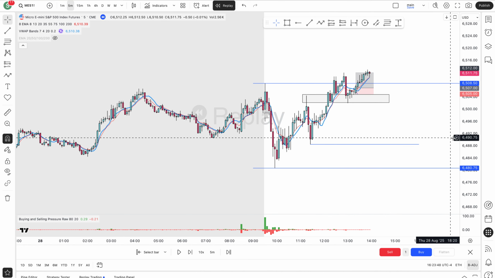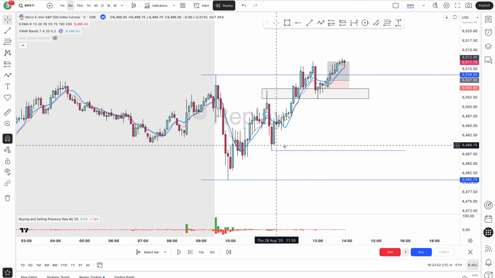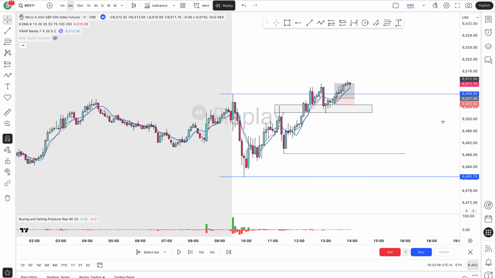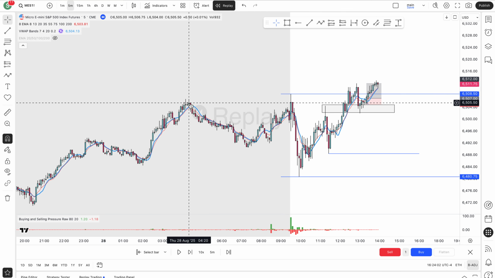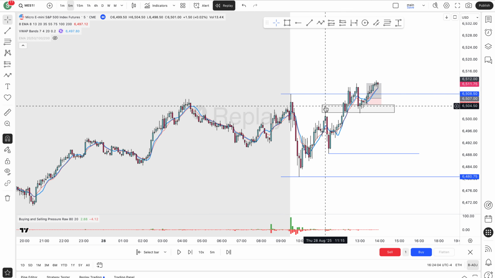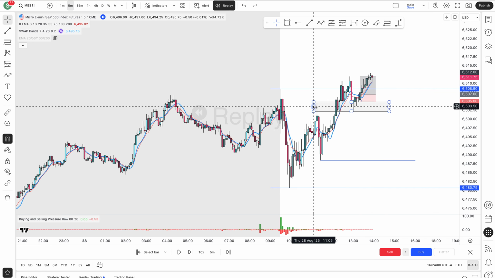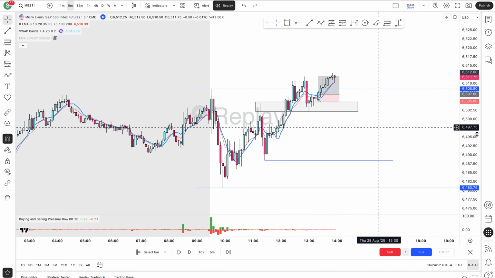The point is, if buyers are to remain in control, swing lows must get defended in an uptrend. So I drew out this level right here. Why? Because it really lines up with all of this. A resistance level, a resistance level, a resistance level, which now I'm expecting to act as support. And along with that, it lines up with this little 5-minute order block.